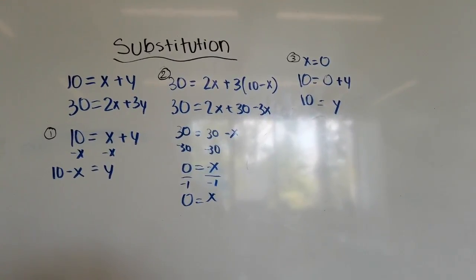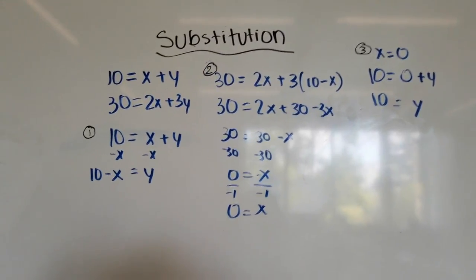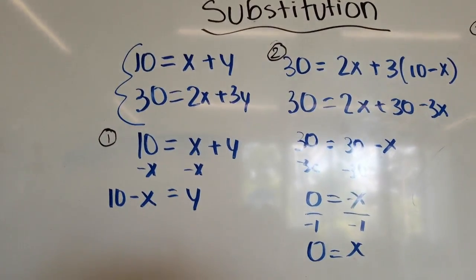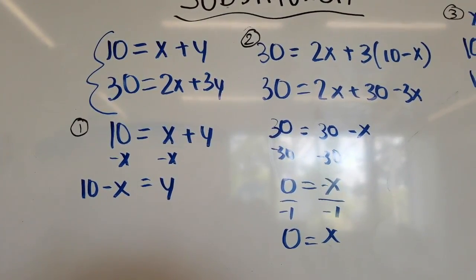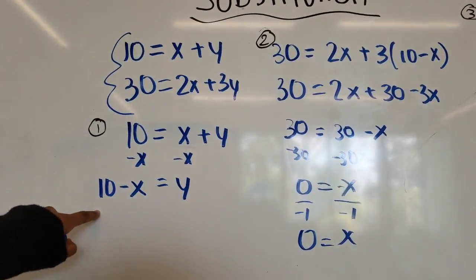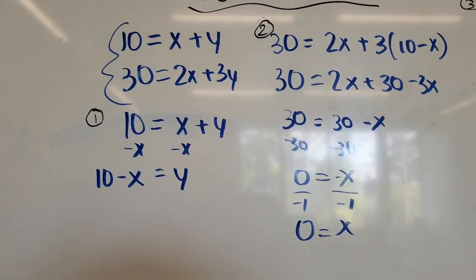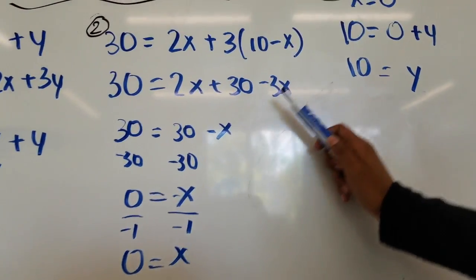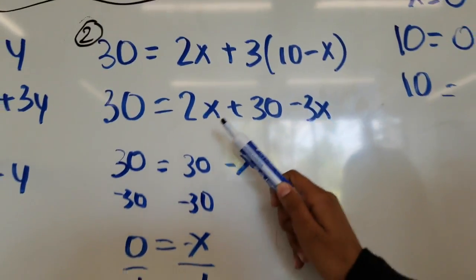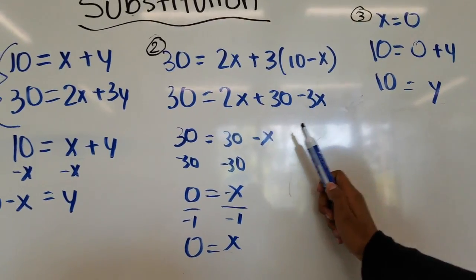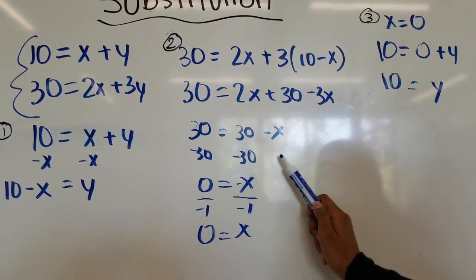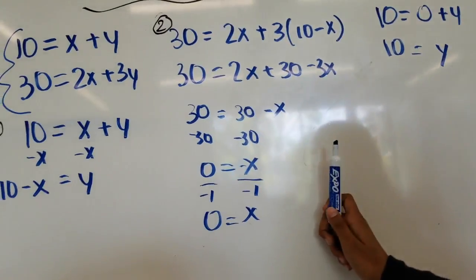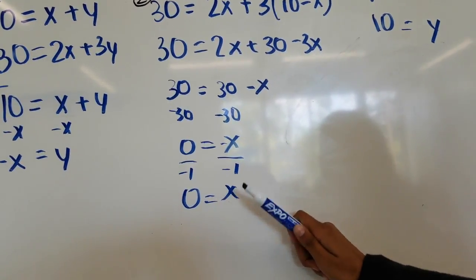There's also another way to solve it. It's called substitution. So these are our two equations, and you want to make one of the equations equal to y. So we made 10 minus x equals y. Then we substituted it into that equation. And we solved it, and we got 30 equals 2x plus 30 minus 3x. And we got 30 equals 30 minus x. Subtract 30 from both sides, and then we divided it, and we got x equals 0.